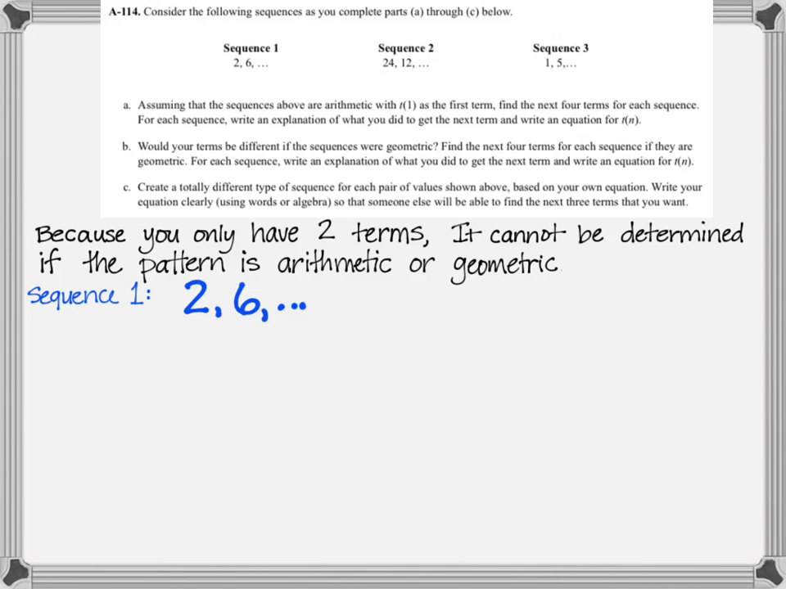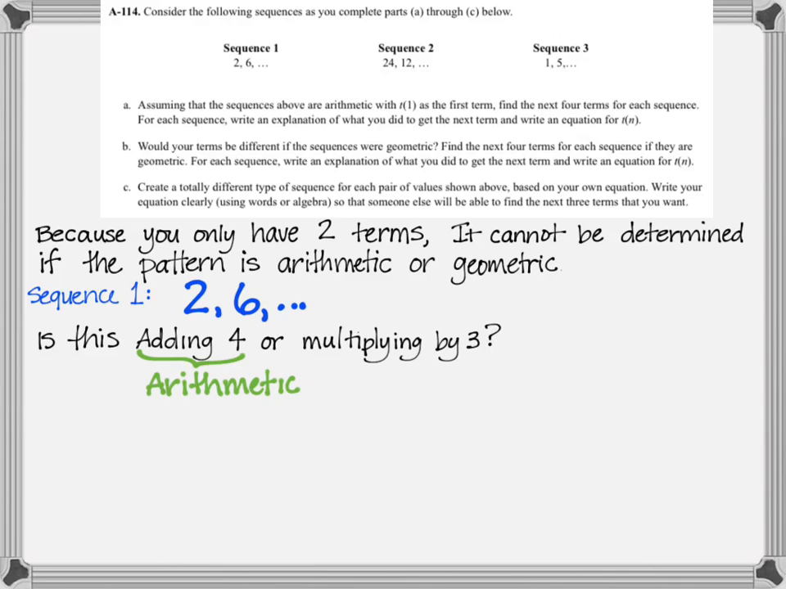So in sequence 1, you've got 2 and 6, and then you don't know what else is going to happen. You can ask yourself, is this adding 4? Because 2 plus 4 is 6, so that could be one pattern. Or it could be that you're multiplying by 3. If the pattern was adding 4s, it would be an arithmetic sequence. If it was multiplying by 3s, it would be geometric.